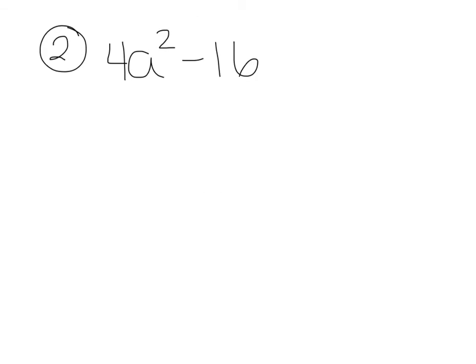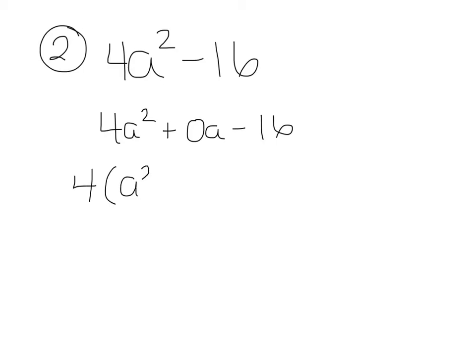Okay, let's look at one more here. So again, write it with the middle term in there. So 4a squared plus 0a minus 16. Now your greatest common factor would be a 4. So pull out a 4, you could get a squared plus 0a minus 4.